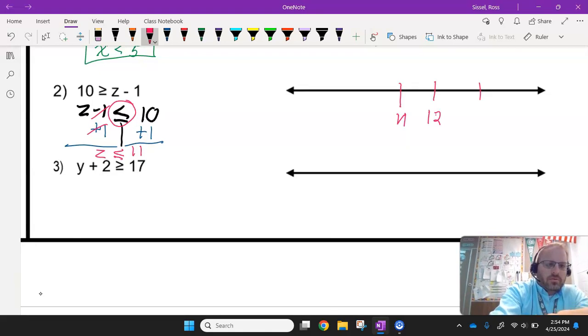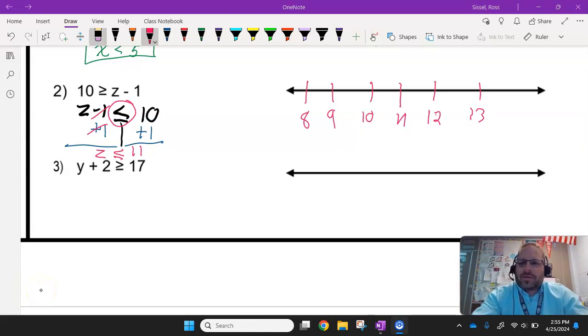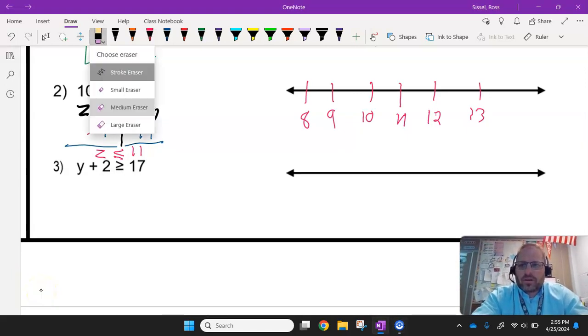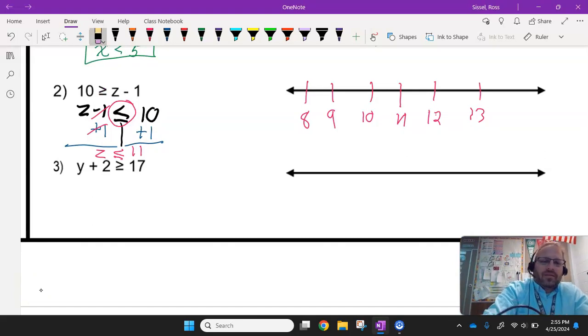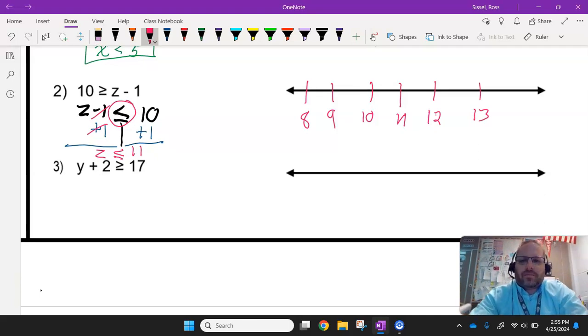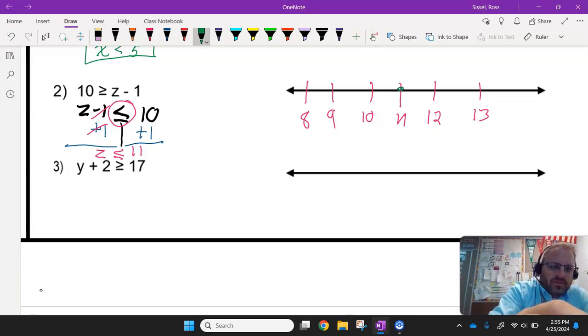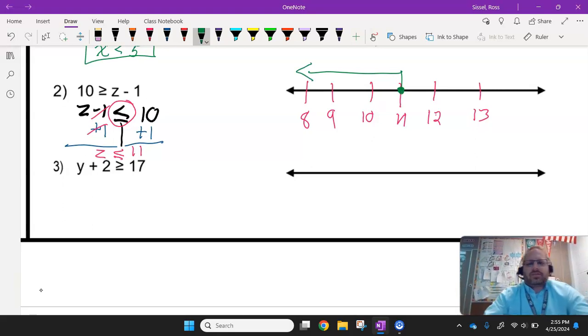13, and 14. Hold on, my pen's not working. Sorry about that, my pen quit working, so I had to plug it in. So anyways, we put 11 in the middle, and then we would go 12, 13, and on the left side 10, 9, 8. To graph, because it is less than or equal to, I will put a solid dot at 11, and I need a number less than 11, which means 8 is less, so I would graph towards the left side.